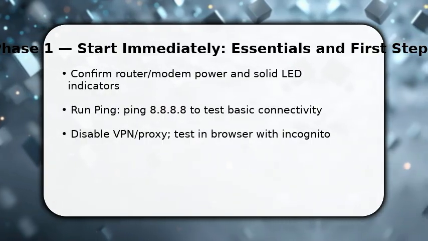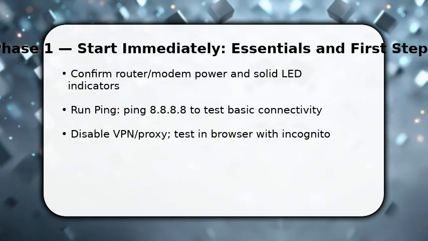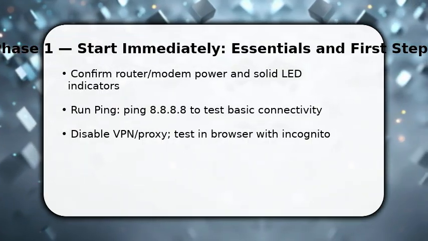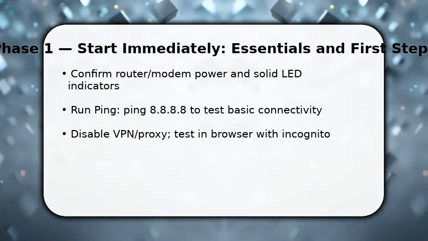Once you know ICMP works, turn off any VPN or proxy because they can intercept DNS requests. If you use Wi-Fi, switch to a wired connection briefly to rule out radio interference or weak signal.